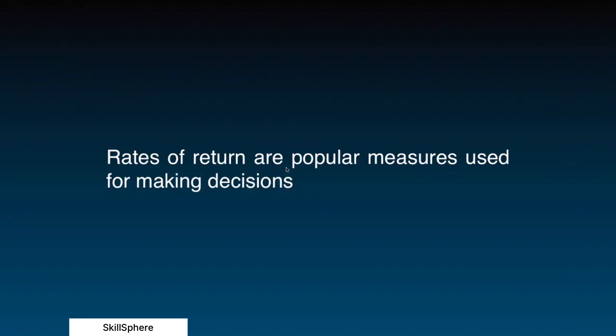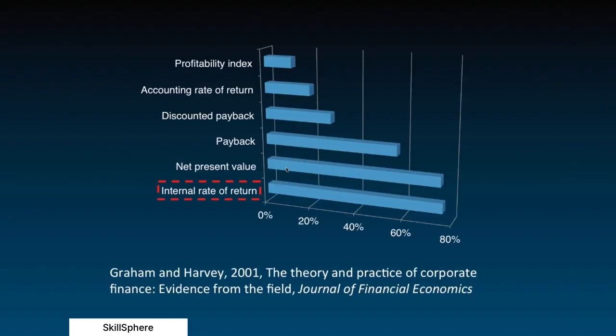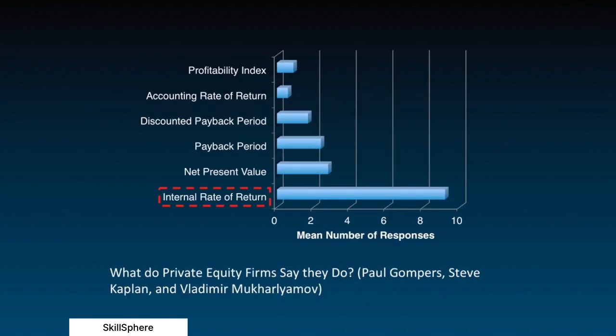Now, I'm going to spend some time here talking about IRR, a little bit of motivation here, because rates of return are really popular measures used for making decisions. Remember back to the survey evidence, internal rate of return was the most popular decision criterion used by CFOs. It just edged out NPV. And likewise, for private equity firms, internal rate of return is by far the dominant decision criterion used for evaluating investments. So it's really important to understand this criterion.